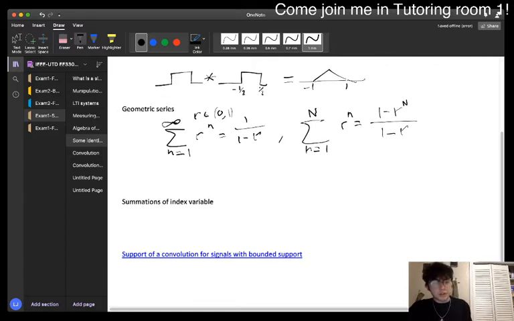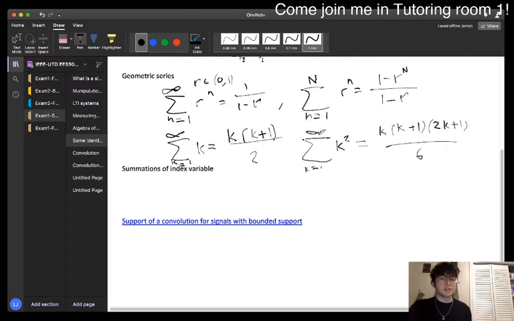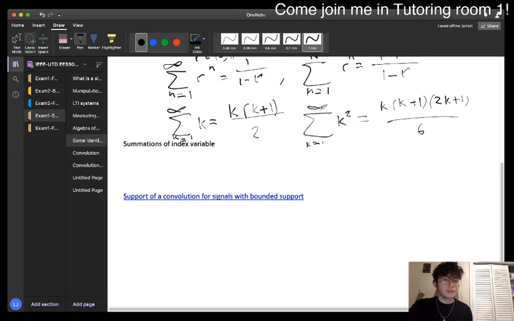Okay, and then also the sum of the index variable, so the sum of k, with k equal to 1, is equal to k times k plus 1 over 2. And the sum of k squared is equal to k times k plus 1 times 2k plus 1 over 6. And this is the same, with k equal to 1. Okay, and then, oh yeah, that's what I just went over.